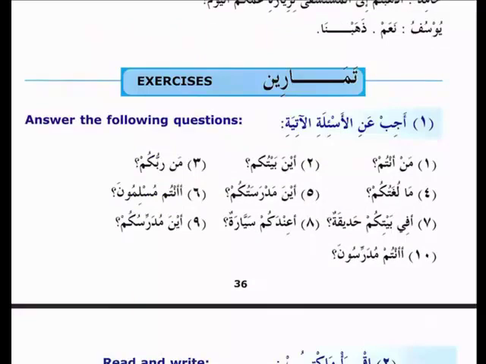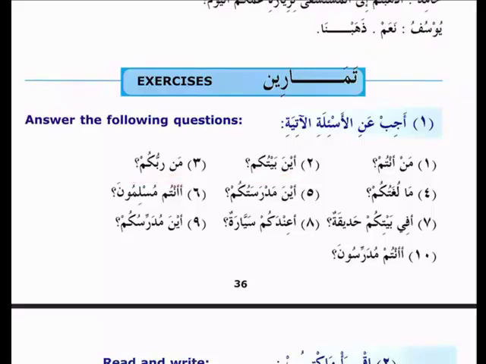So now let's start the exercises. Tamarin. Ajib, first exercise is answer the following questions. Ajib anil asilatil atiya. In this, the questions are mainly focused on improving your Arabic speaking skills, to make small sentences. Man antum, who are you? Aina baitukum, where is your house? Man rabbukum, who is your Lord?